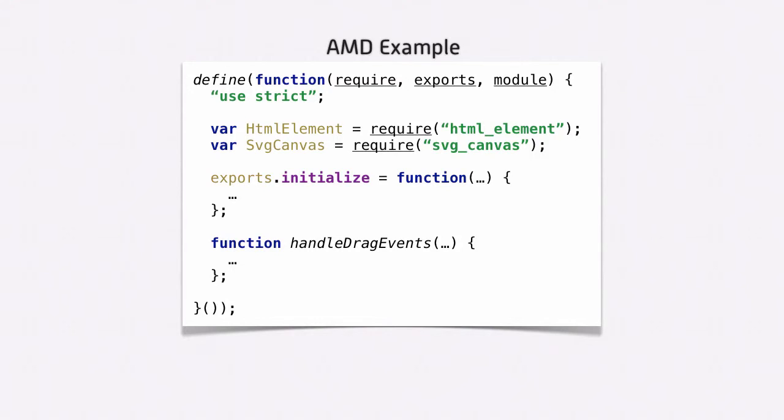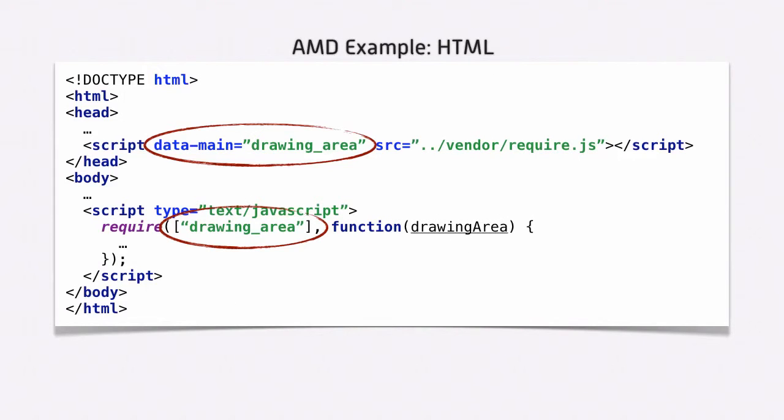Really nice, elegant syntax. And then we export our initialize function in the same way. Handle drag events doesn't get exported, so it remains private to our AMD closure. The HTML, though, is a little bit weird.